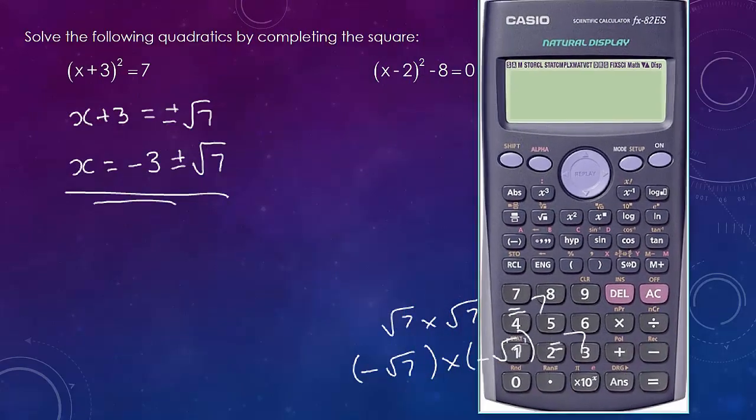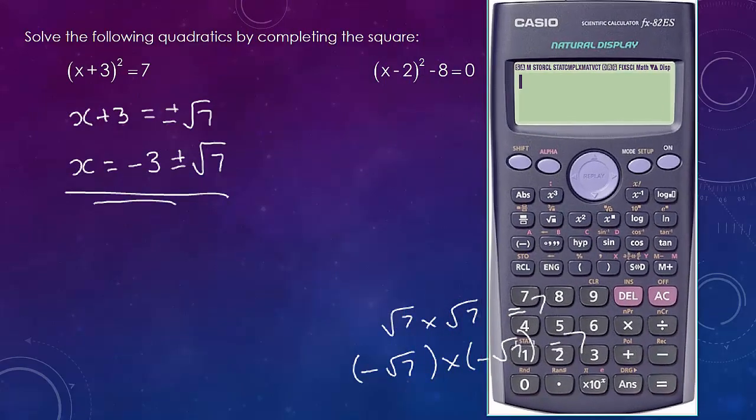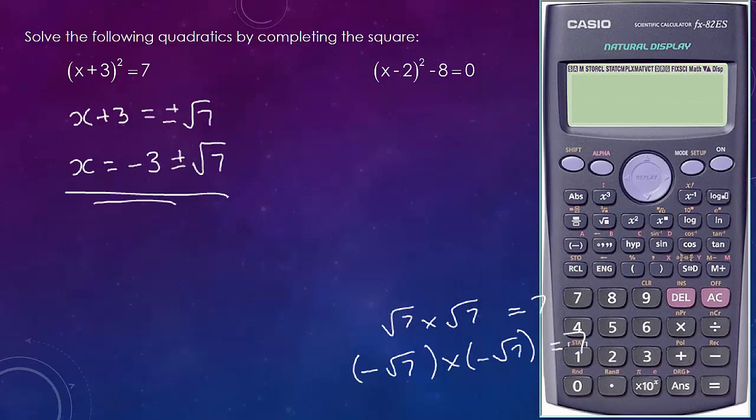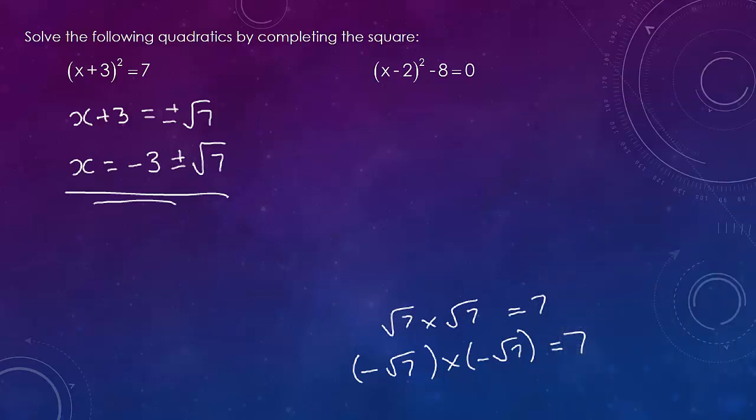We can, of course, get a calculated answer. All we need to do is do negative 3, add the square root of 7, and we get a decimal answer like so, and then we can just go back and edit that so that we have minus root 7, and we'll get a decimal answer for that. But let's stick with exact solutions for now.